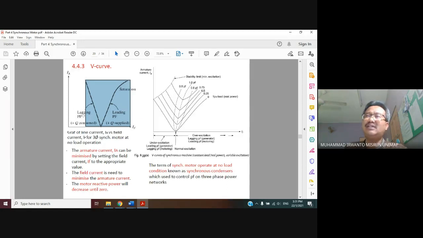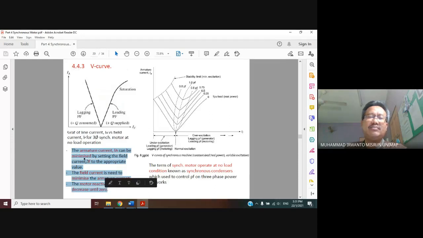Angle for lagging is negative. Angle theta for the leading power factor is positive. Now, the armature current IA can be minimized by setting the field current IF to the appropriate value. The field current is needed to minimize the armature current, and the motor reactive power will decrease until 0.